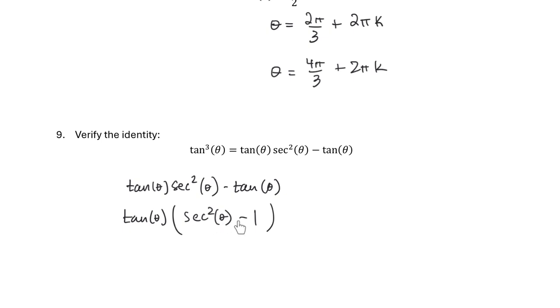And then secant squared theta minus 1 is one of those variations of the Pythagorean identity. So secant squared theta minus 1 is tangent squared. And if you multiply tangent times tangent squared, we're going to get tangent cubed of theta, which is equal to the left side.